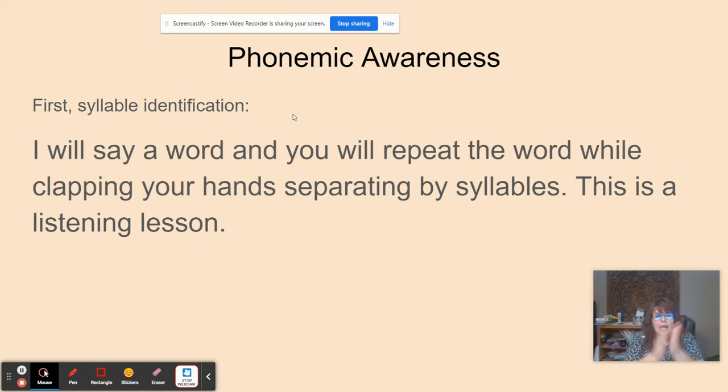Calendar, calendar, 3 syllables. Forgetful, forgetful, 3 syllables. Finish, finish, 2 syllables. Independent, independent, 4 syllables. Sailboat, sailboat, 2 syllables. Underwater, underwater, 4 syllables.